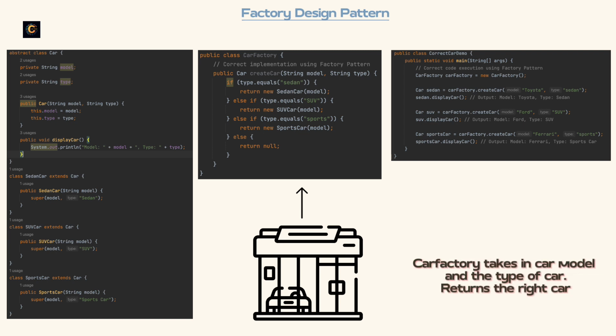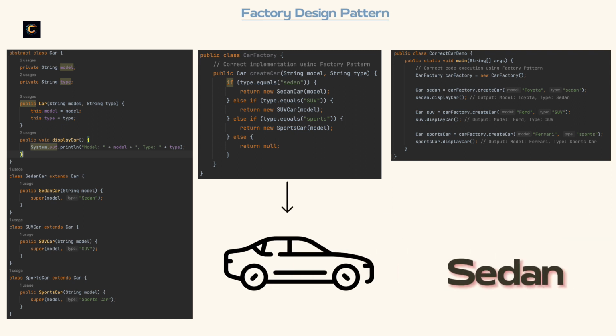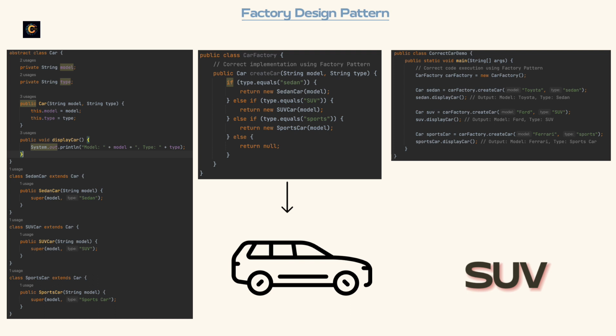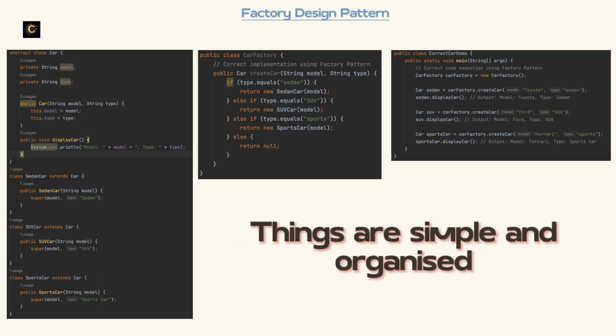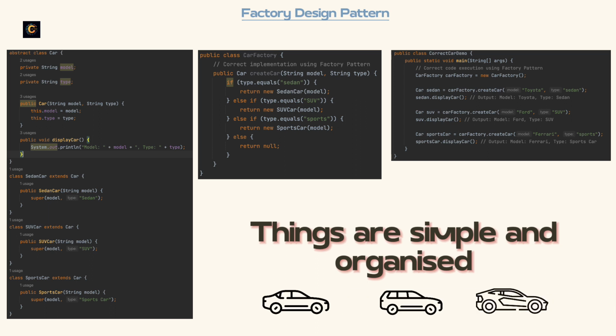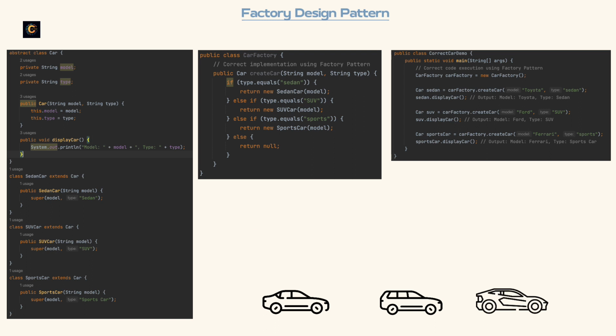The car factory takes in information like the car model and the type we want and then gives us the right car. So if we ask for a sedan, it gives us a sedan. If we ask for an SUV, it gives us an SUV, and so on. This way, we keep things organized. The car factory handles the job of making cars, while each type of car just focuses on being itself. It's like having a separate team for building cars so everything stays neat and easy to understand.